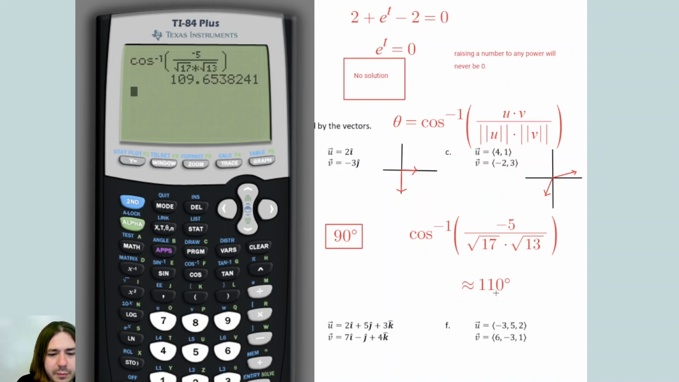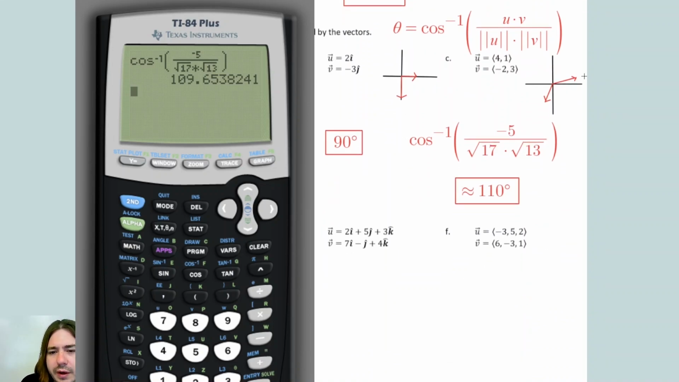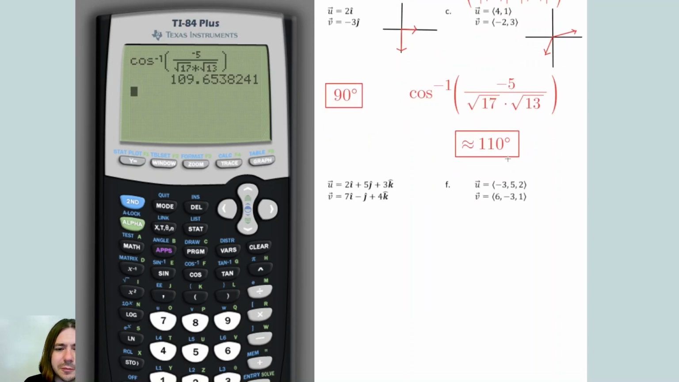And that kind of matches up with our sketch here. We were expecting it to be slightly obtuse, and this is slightly obtuse. Okay, so again, we're just doing the sketches as a way to say, hey, can we figure this out? Like A and B, you can see really clearly what the angle between the vectors is, but it's not always going to be like that. So feel free to use this formula each time.